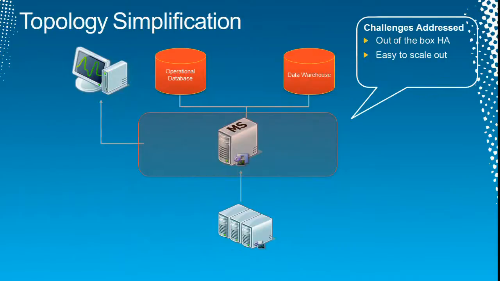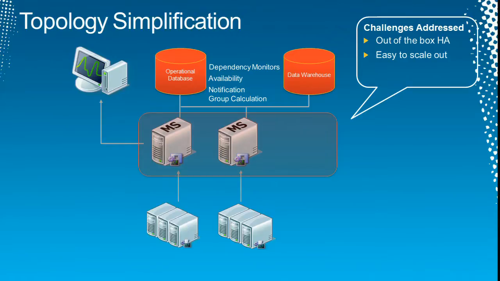Now, with this, we're actually simplifying the topology, and addressing that, we get an out-of-the-box high availability option. If we look at the current situation, you might have one management server, and that one management server would run all these core workflows, again, dependency monitors, availability, and notification, and so forth. Now, by adding a second management server, we automatically get this high availability.